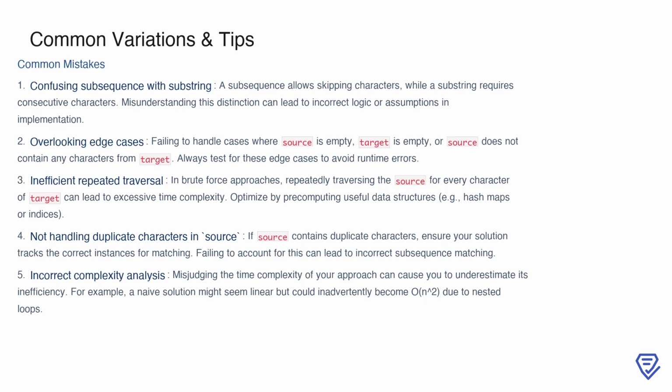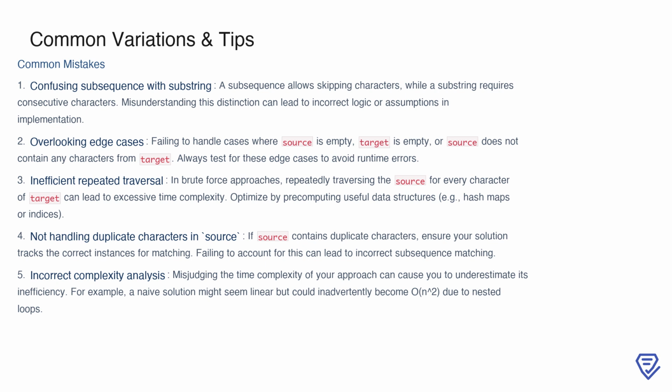For example, what happens if the source string is empty, or if the target string is empty? Also, consider cases where the source doesn't contain any of the characters in the target. Ignoring these scenarios can result in runtime errors. Another mistake is inefficient repeated traversal.